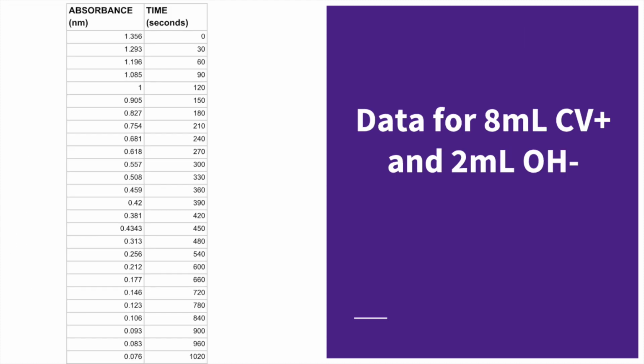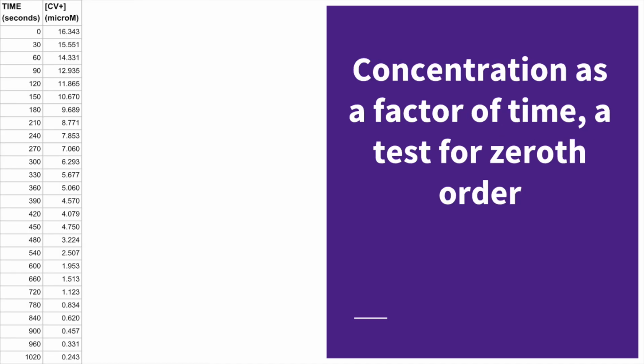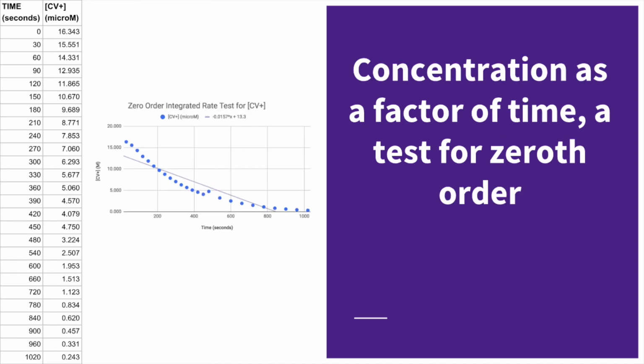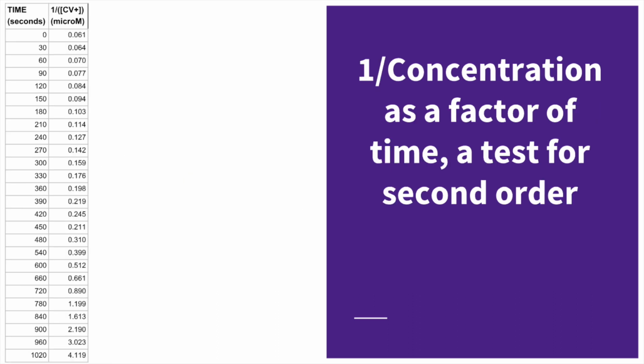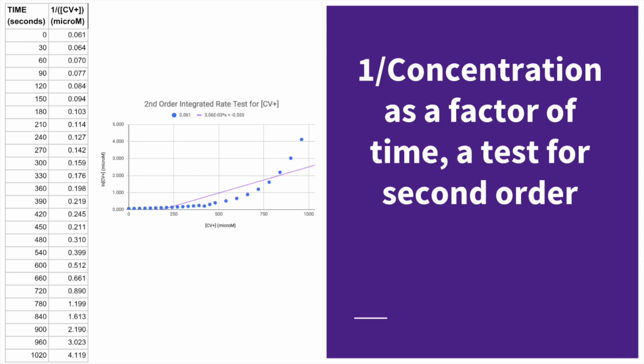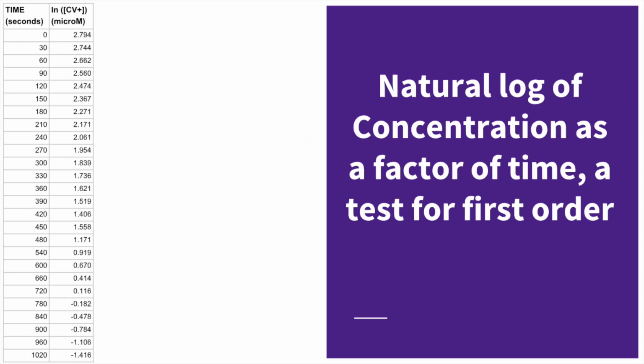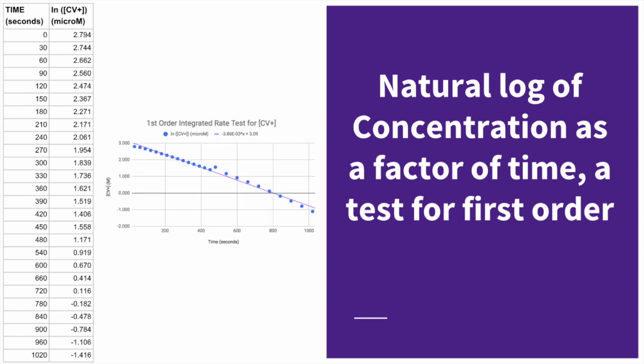This can be used later as we find specific absorbances over time. Here is the data for the first trial with 8 milliliters of crystal violet and 2 milliliters of hydroxide. Here is that data based on time and concentration. The relationship between time and concentration is not linear, as you can see a curve. This is important for later. Here is the relationship between time and 1 over the concentration. As you can see again, the relationship is not linear and it has a heavy curve. Here is the relationship between time and the natural log of the concentration. As you can see here, the relationship is highly linear, which will be important for later.